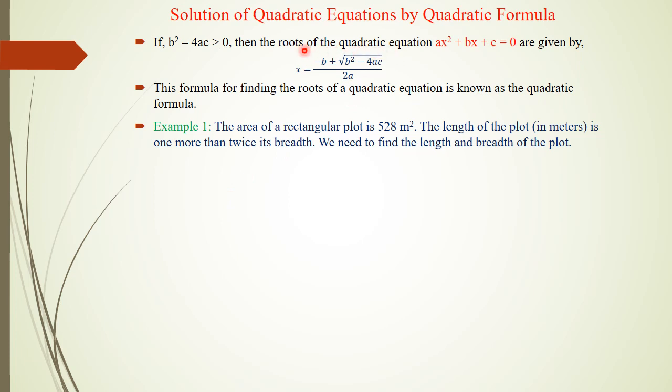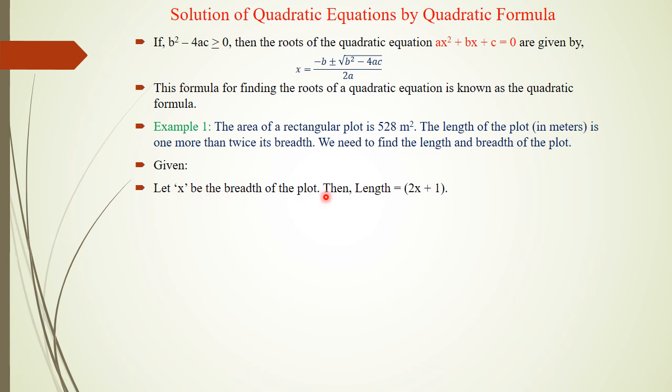We'll understand solution to this quadratic equation by formula considering an example here. This is the same example as I considered earlier in this video. The area of a rectangular plot is 528 meters square. Length of the plot is one more than twice its breadth. We need to find the length and breadth of the plot.